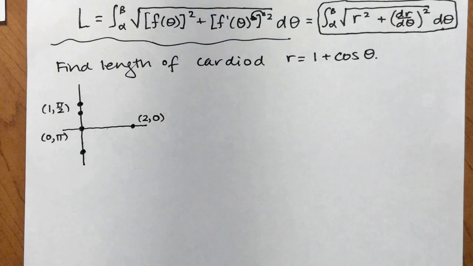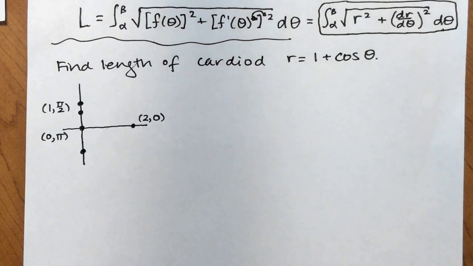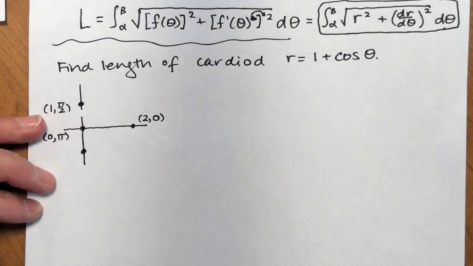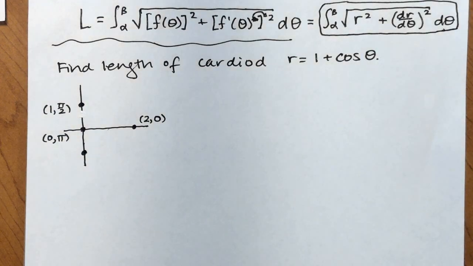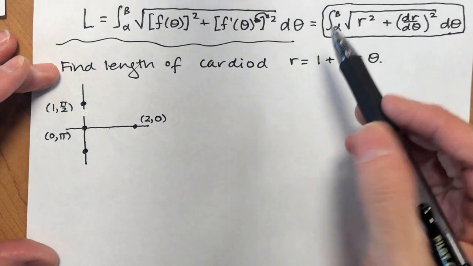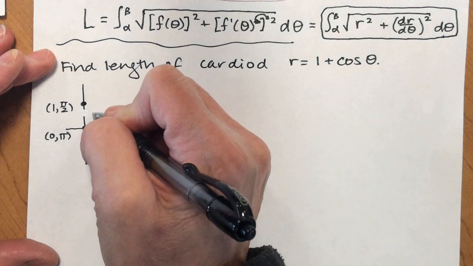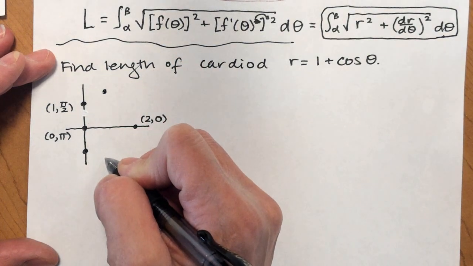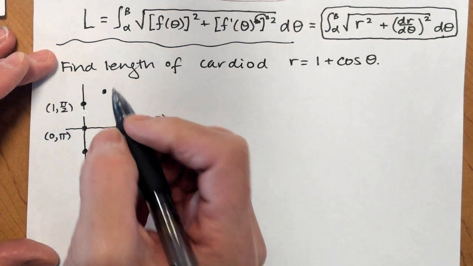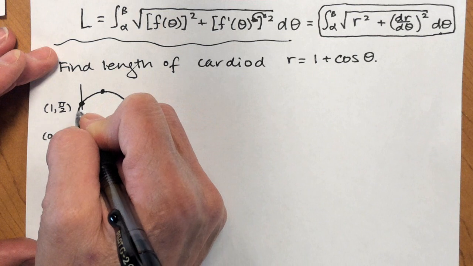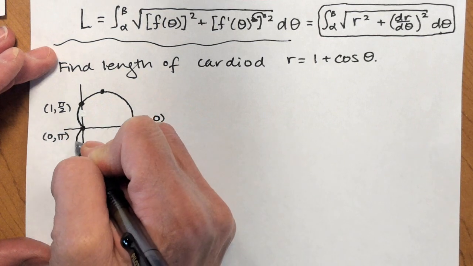So now I'll just throw in a couple more points just to make it a little bit prettier, make sure I get the shape well. The cosine of pi over 3 is half. So I'm going to get 1 plus a half, or 1 and a half at pi over 3, so maybe about there. And I'm going to have a symmetric point down here. Okay, so we're going to have a nice cardioid now. There it is.